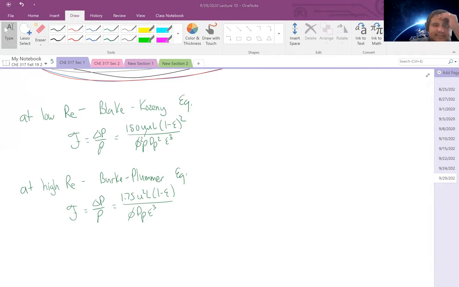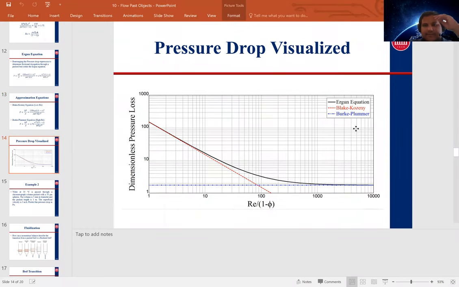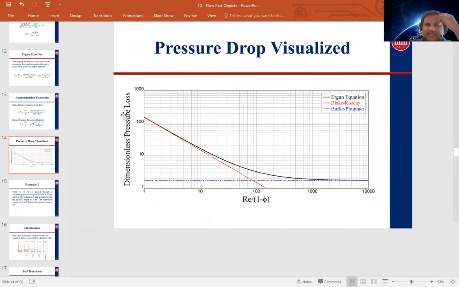We can visualize these three expressions by this figure, which shows you a dimensionless pressure drop as a function of the Ergun equation as well as the Blake-Kozeny and the Burke-Plummer. And so what we find is that for Reynolds numbers typically below 10, the Blake-Kozeny provides a pretty reasonable approximation for what we expect in terms of pressure drop. For Reynolds numbers above about 1,000, the Burke-Plummer provides a reasonable explanation. And for all things in between, we typically have to rely on the Ergun equation.